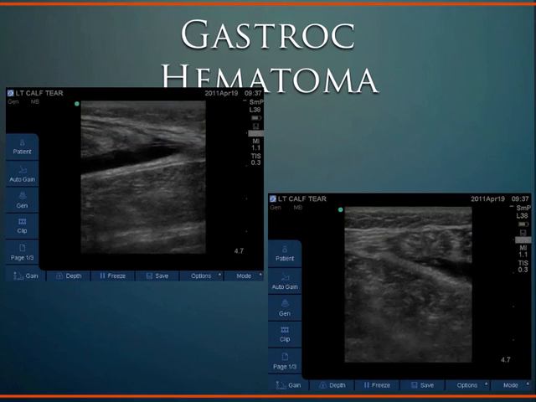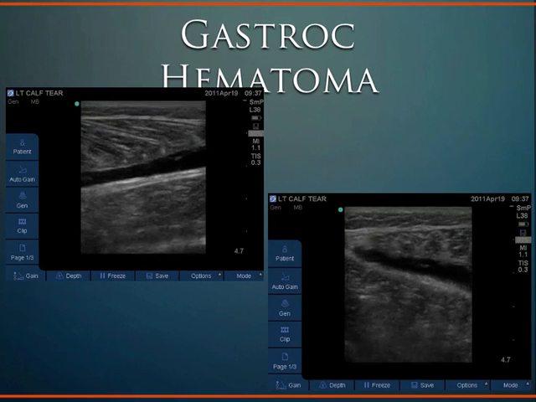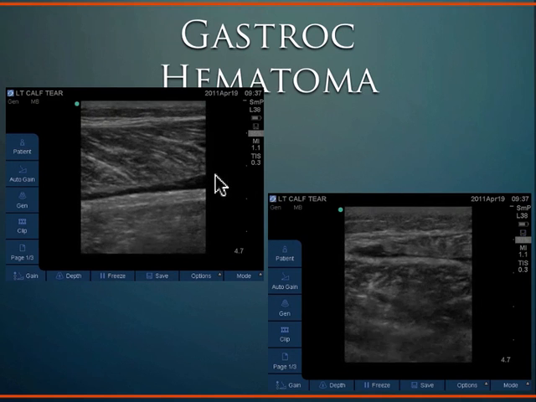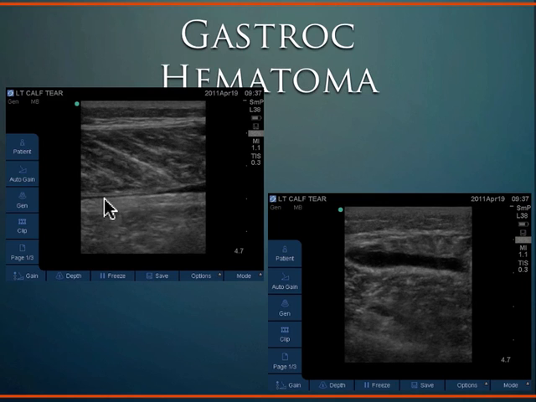This is a patient I saw just a couple weeks ago, calf or gastroc tear with a corresponding hematoma. So I'm just moving through the spectrum of the hematoma through here, and we'll replay that image.